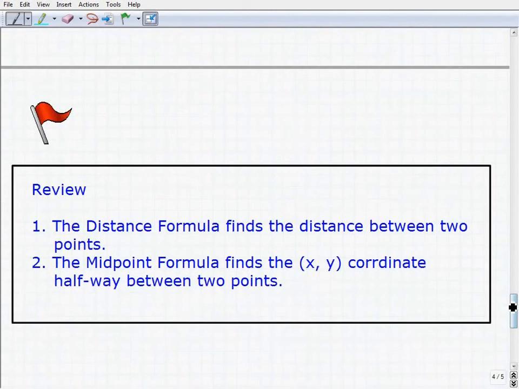So in review, remember the distance formula, it looks intimidating, but it's pretty easy to use, and all it is is a formula that finds the distance between 2 points. Okay, but it's a very important formula in mathematics, so you don't want to underestimate its value. You want to practice it and master it. And the midpoint formula finds the xy location, the coordinate halfway between 2 points.